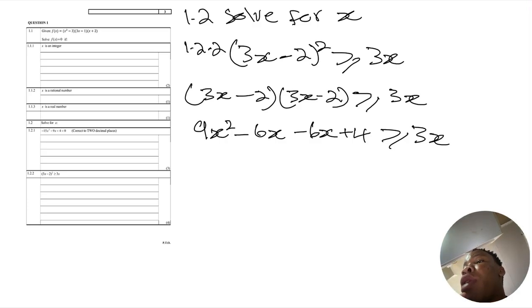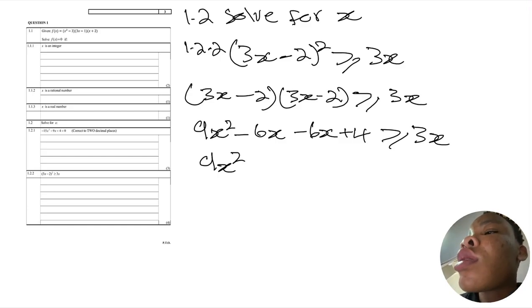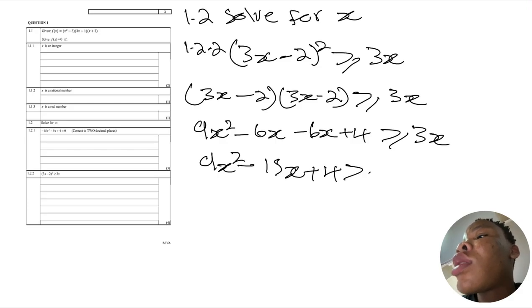So now let's group like terms. We'll have 9x squared, minus 6 is minus 12, we take the 3x to the other side, is minus 15. Minus 15x plus 4 greater than or equal to 0.